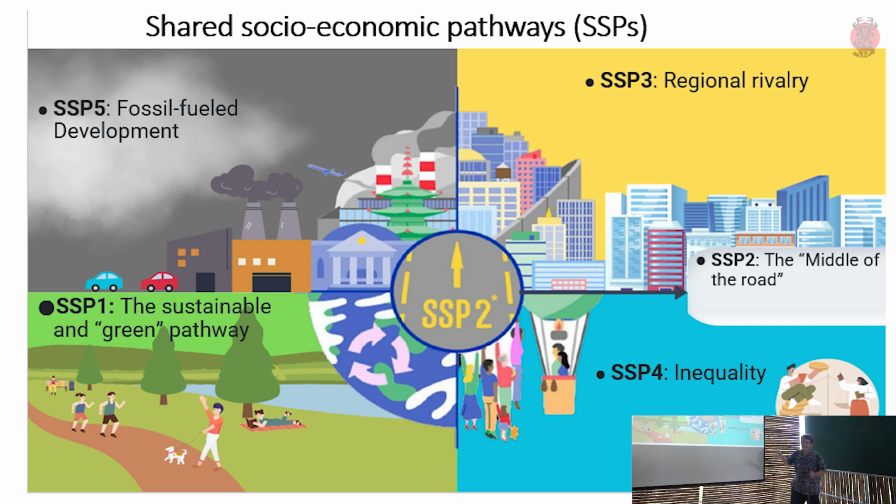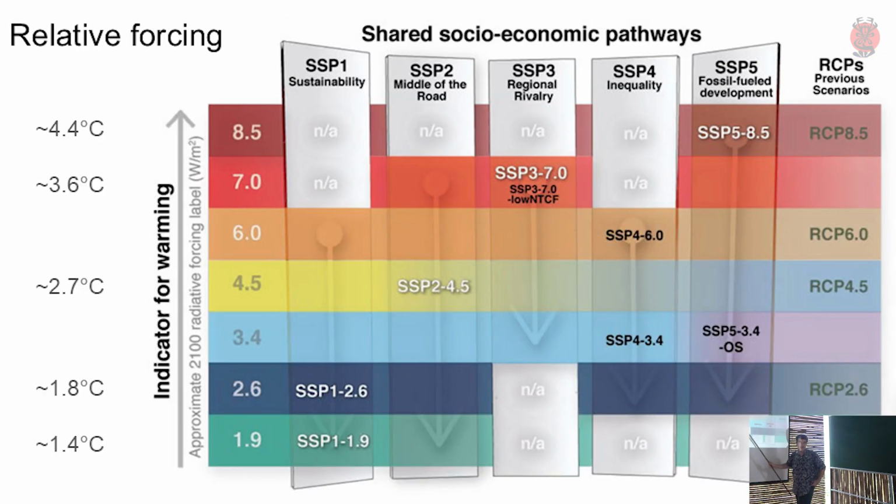And what they've done is they've then coupled it with, can we go back to the last slide? Coupled it with some of the representation, some of the relative forcings. So SSP1 can occur with relative forcing of 1.9 and 2.6. Middle of the road is coupled with the one that we practice. The regional rivalry has a higher relative forcing. And then this one, I know nothing about because I haven't been able to get any data for it.